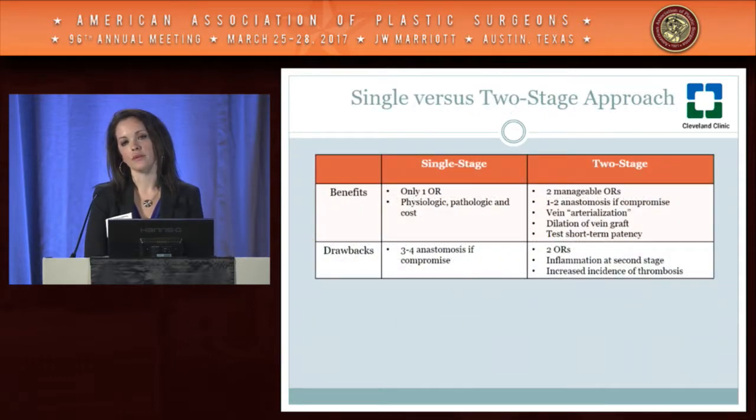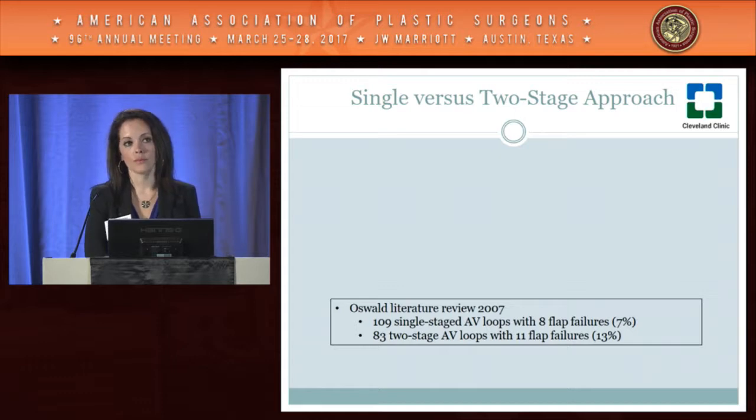The benefits and drawbacks to a single-stage and two-stage AV loop approach are well known. Two notable differences: in a two-stage approach, you can break a long operative experience into two different ORs. However, there is then inflammation that must be circumnavigated at the second stage. Oswald performed a literature review and analyzed his institutional experience in 2007. He found a 7% failure rate in the single-stage approach and a 13% failure rate in the two-stage approach. Based on this, he concluded that you should use a single-stage approach whenever possible, as there was no obvious benefit to a two-stage approach. In this paper, however, there was minimal analysis of the loop or flap characteristics or minor complications.